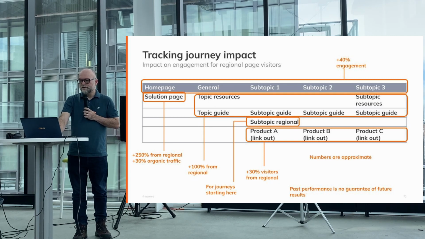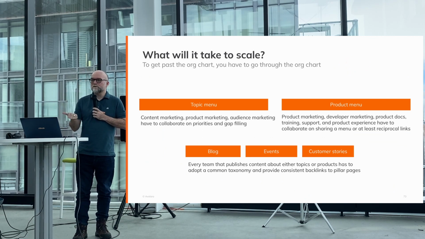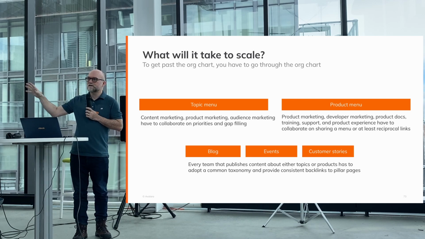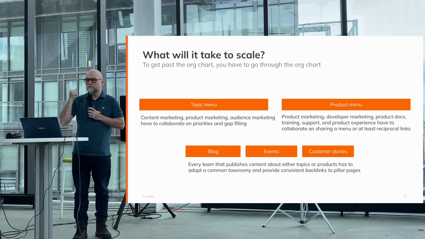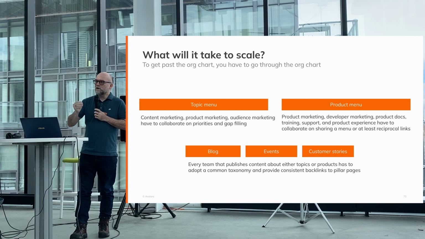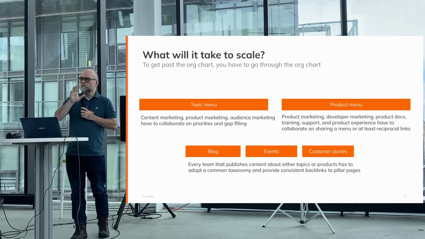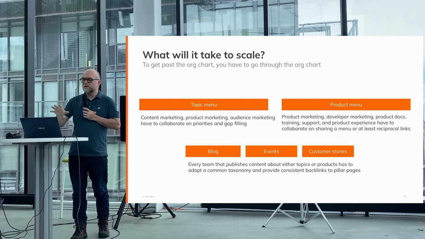Just two warnings: numbers are approximate, and past performance is no guarantee of future results. Now, last point. It's really easy to publish your org chart and put stuff into the different sites and menus. To get past the org chart, you have to go through the org chart. To get that top menu working, we were collaborating across content marketing, product marketing, audience marketing. To get out more menus, all of us have to agree on what the menus are, what the priorities are, and who needs to do what to fill the gaps under each menu.